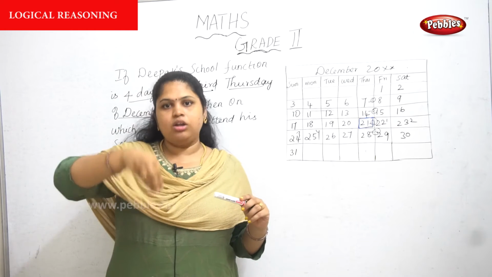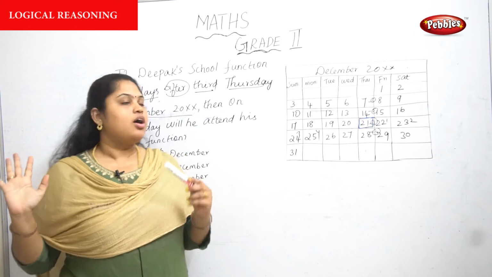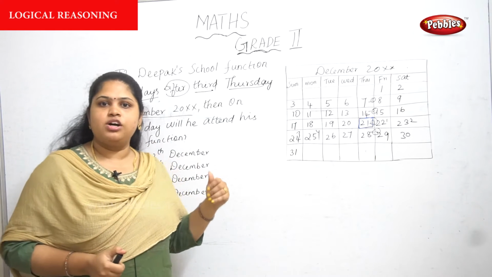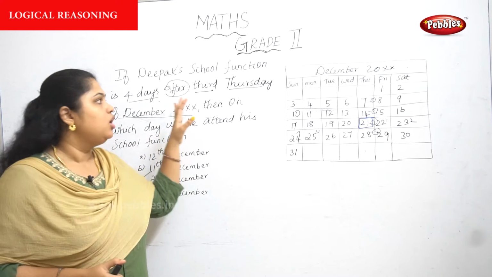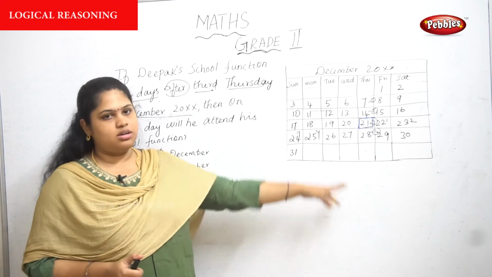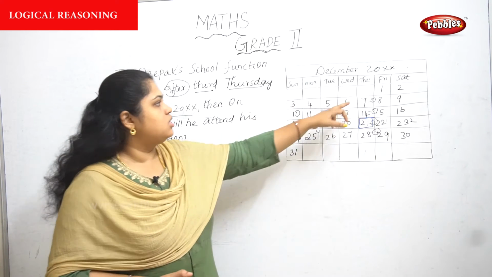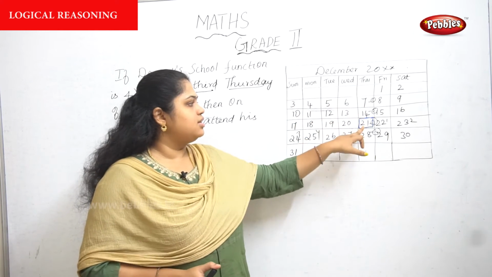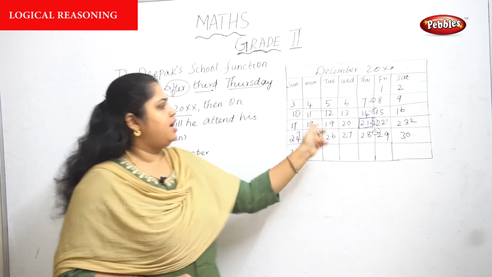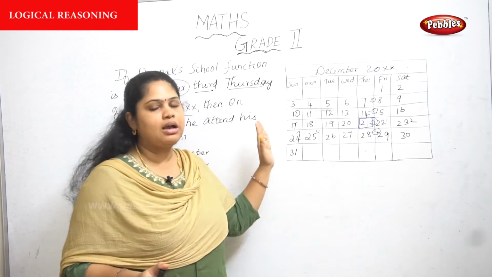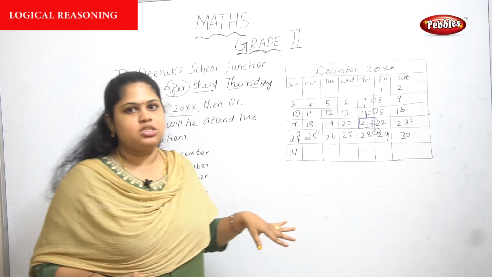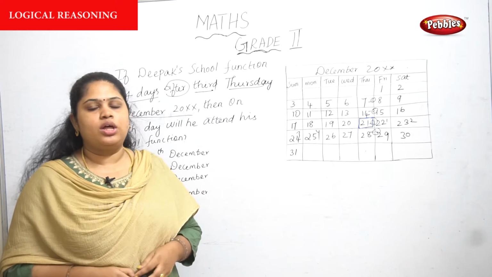We just pick out the answer alone and take it out. They are asking about Deepak's school function, but they have given the answer in an indirect way: 4 days after the 3rd Thursday. So we have to find the 3rd Thursday. This is the Thursday column: first Thursday, second Thursday, 3rd Thursday. After the 3rd Thursday, 4 days after means 22, 23, 24 and 25. 25 December, Monday, is Deepak's school function.